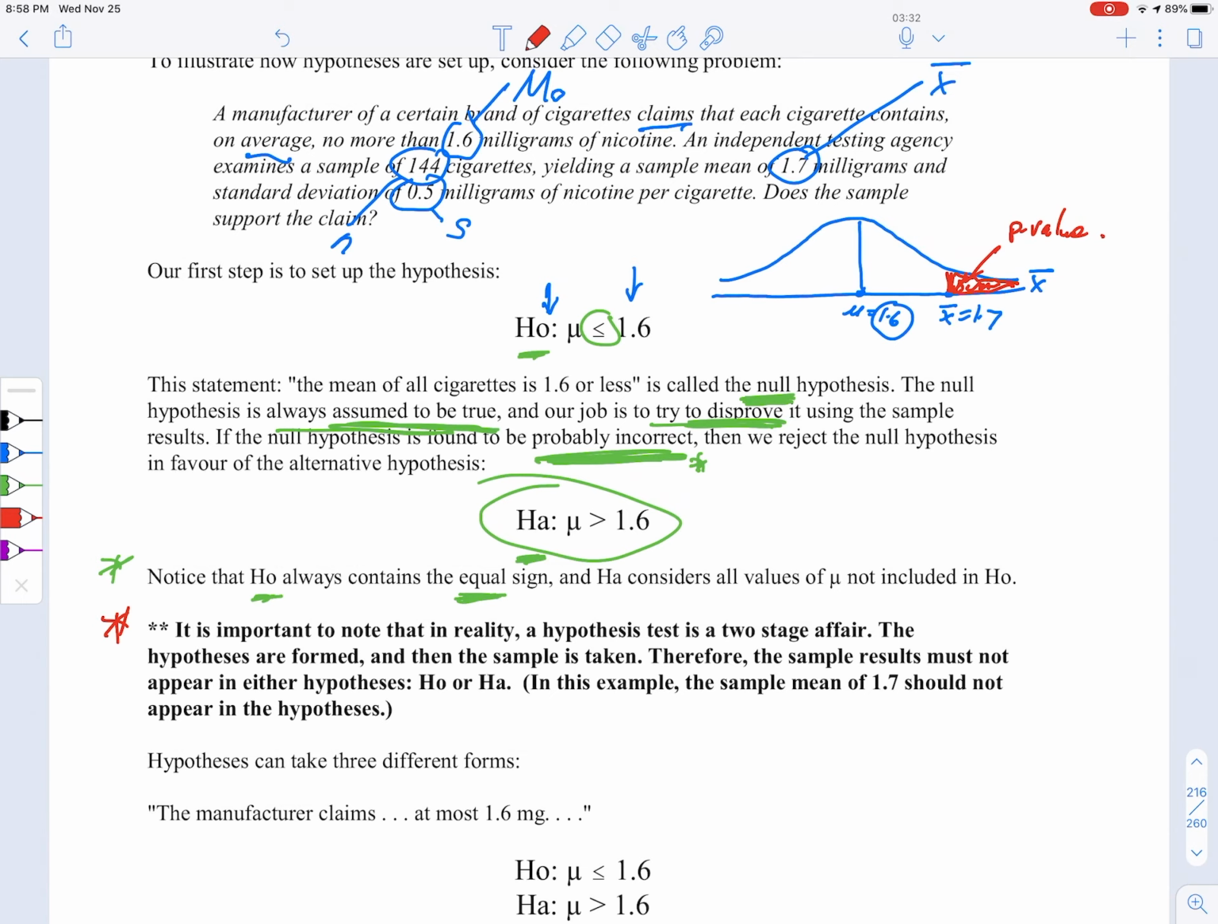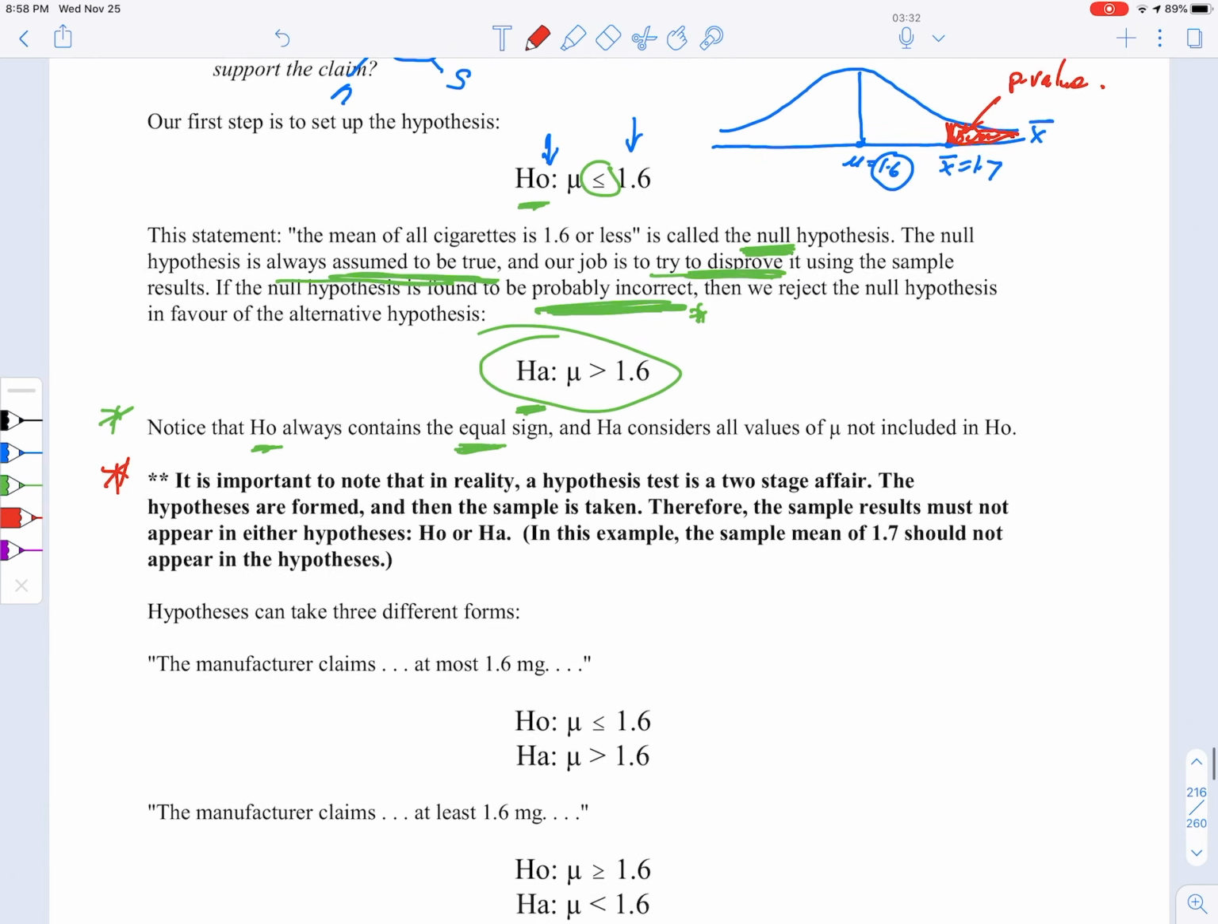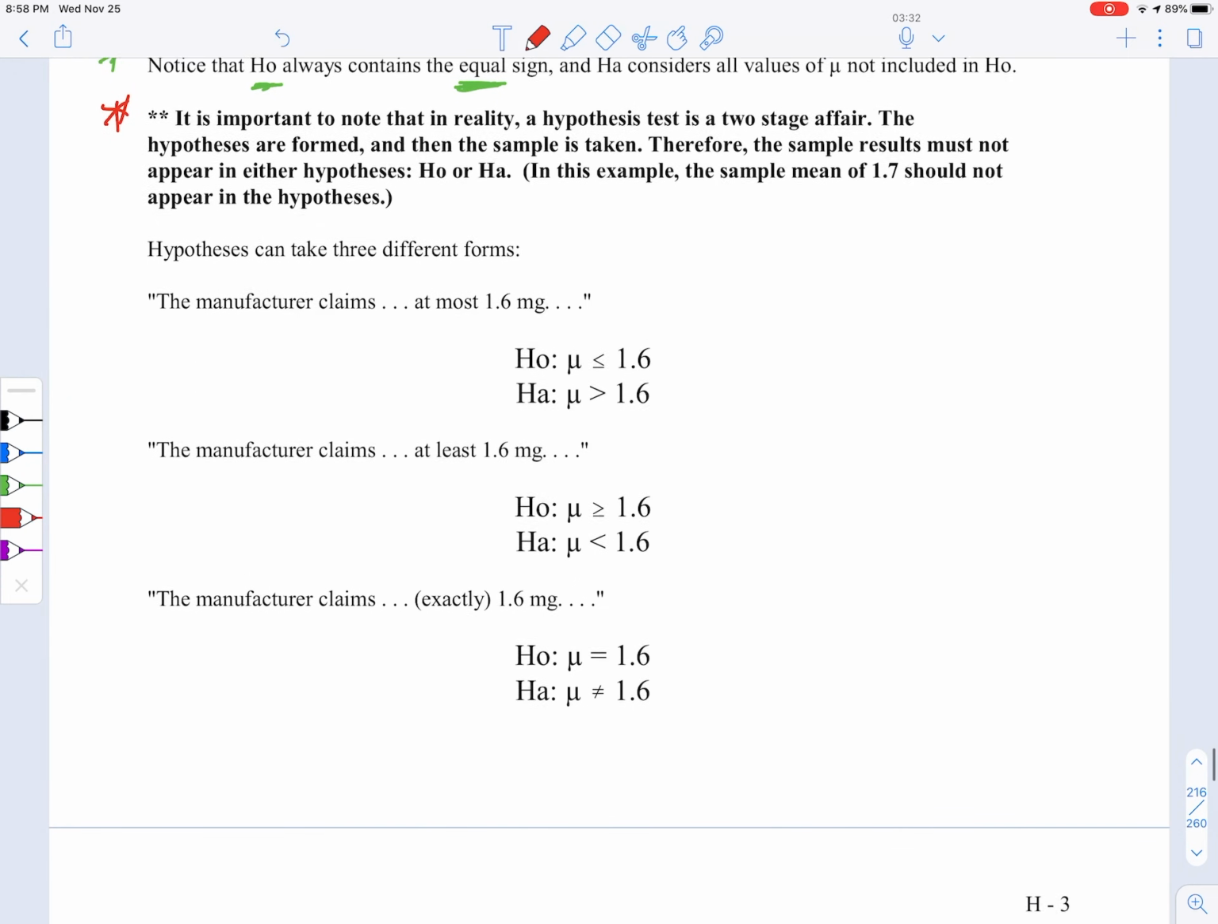And then from that, we go and we take a sample, we come up with the test statistic, which is the X bar value, and then we make our conclusion. There's a time lag there. And so it's really important that the 1.7, which is a sample mean, doesn't in any way affect the formulation of the hypotheses, because in reality, we haven't even taken the sample yet.